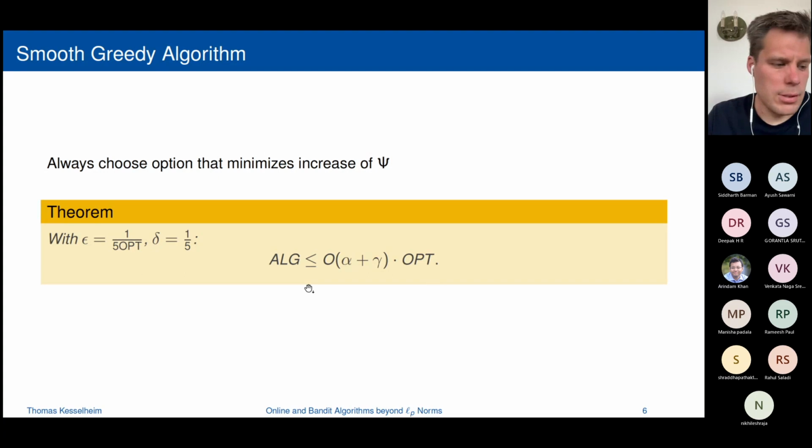Good. So one more. Yeah. One question. Is your algorithm in a way a generalization of the Aspnes algorithm? Because I think for the infinity norm they use some kind of softmax function and try to do that.